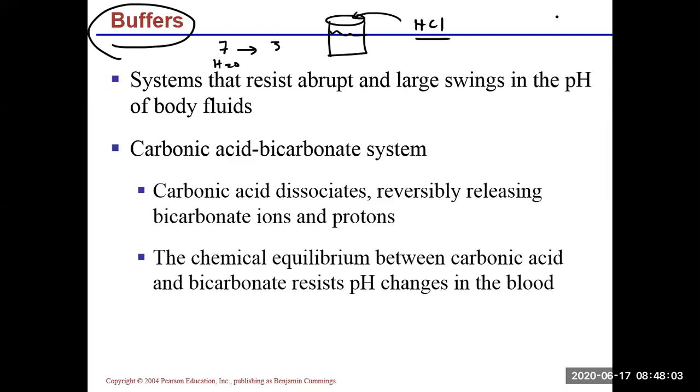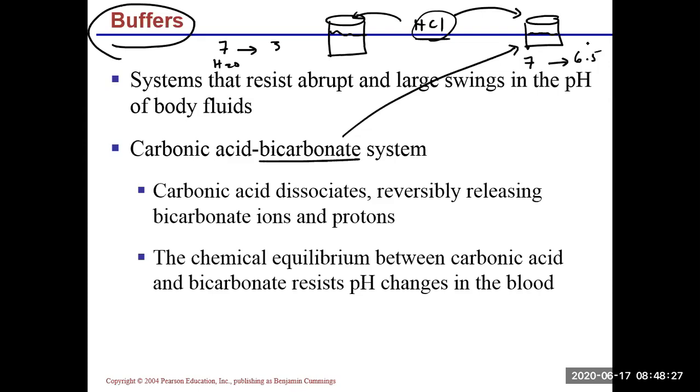However, you might have a buffer. Bicarbonate is a buffer, and you have water and bicarbonate in here, okay? And now you put in the hydrochloric acid. It started off at 7, but now after putting in the same amount of hydrochloric acid as you put in this one, it might be like 6.5. So it's resisting the change in pH. It's not dramatically changing. And that's a beautiful system to have.